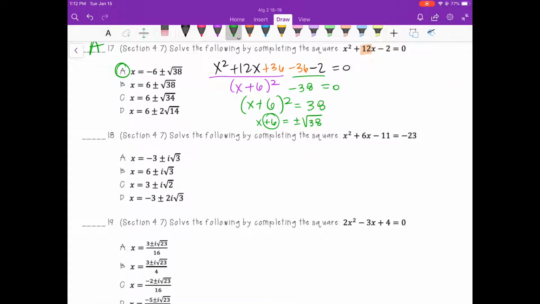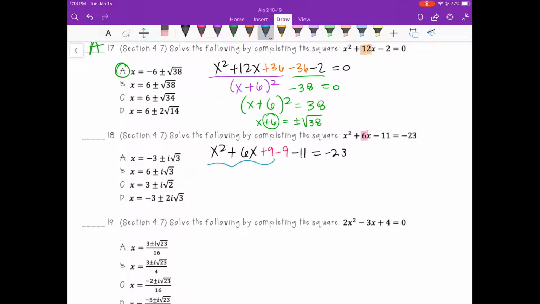Number 18, solve by completing the square. Same idea, take half of b and square it, add it in, then immediately subtract it. So you have x squared plus 6x minus 11 equals negative 23. Your b value this time around is 6. Half of that is 3. 3 squared is 9. So you have plus 9 minus 9.